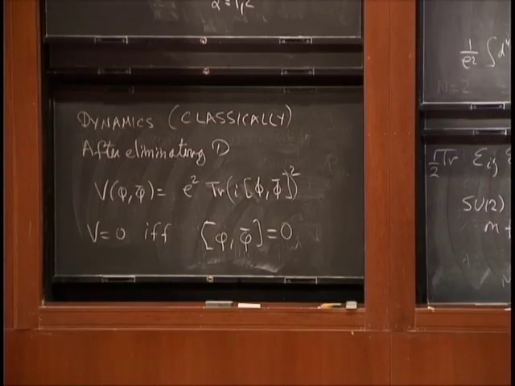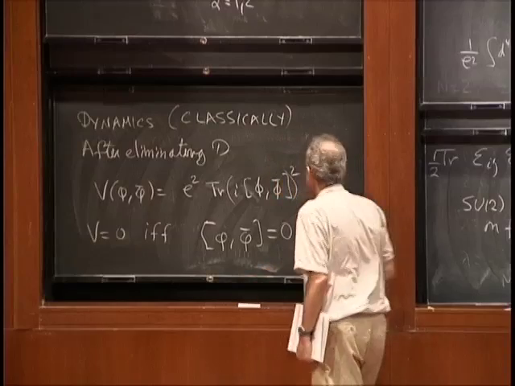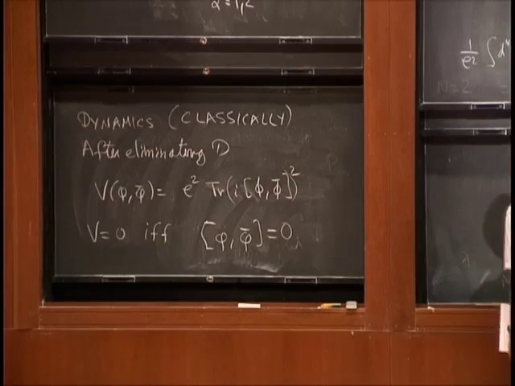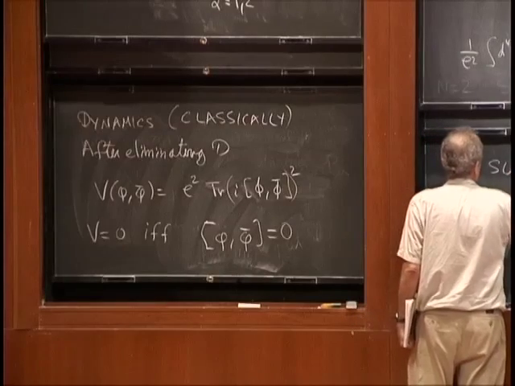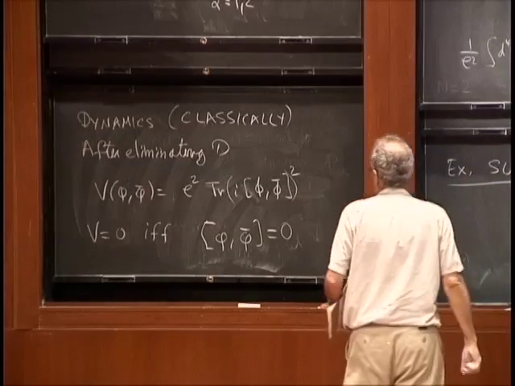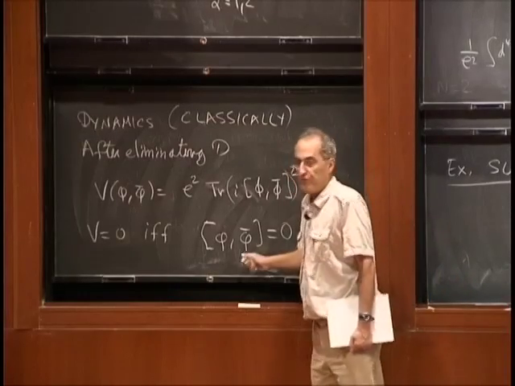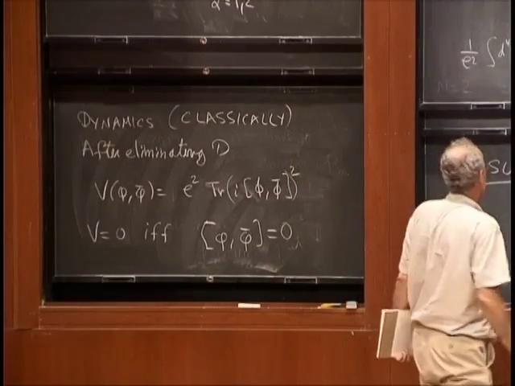Now, any matrix commutes with itself, but most matrices would not commute with their adjoint. It's equivalent to saying that the Hermitian and anti-Hermitian parts of phi commute with each other. And since they commute with each other, they can be simultaneously diagonalized by a gauge transformation, whatever the gauge group is. We'll take SU2 for an example, though. So phi commuting with phi bar means that we can diagonalize phi by an SU2 transformation.